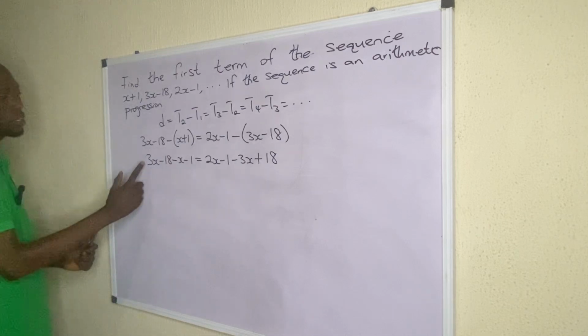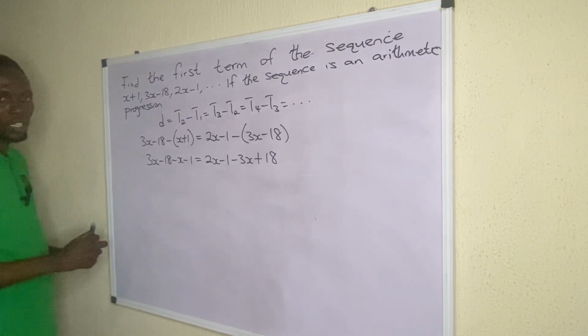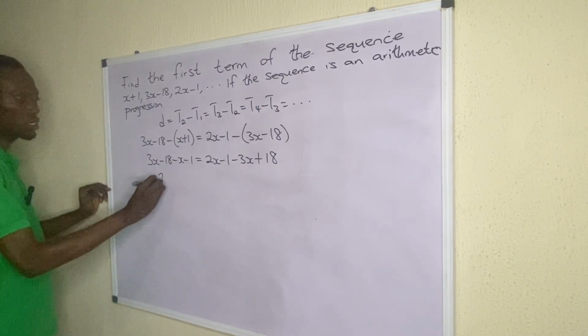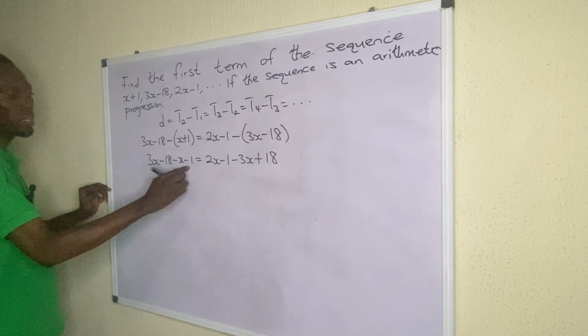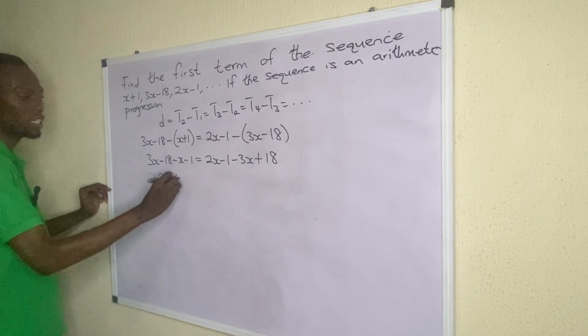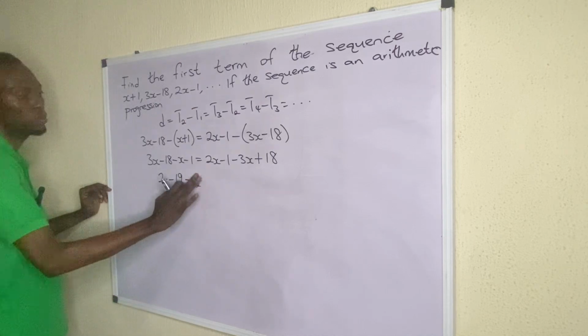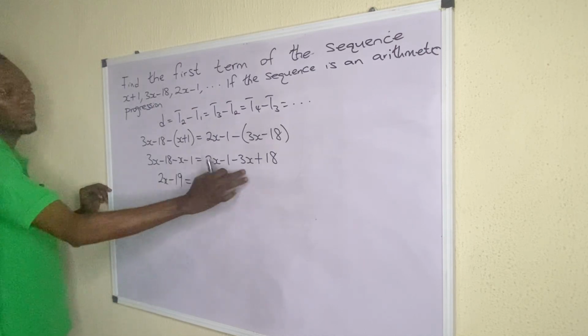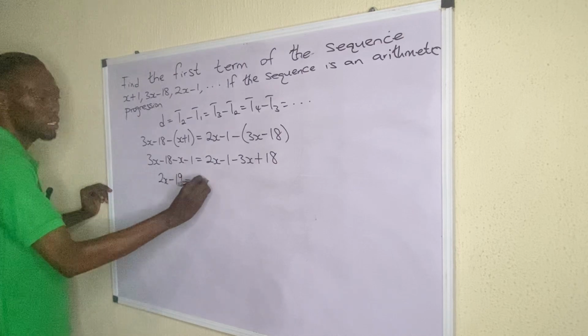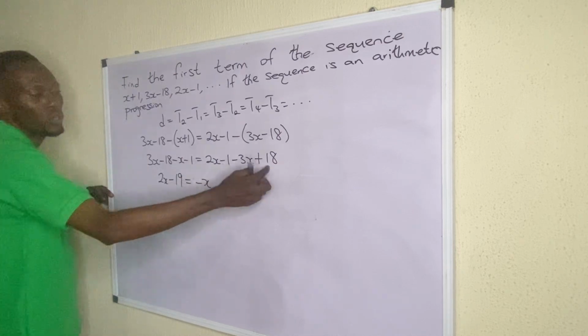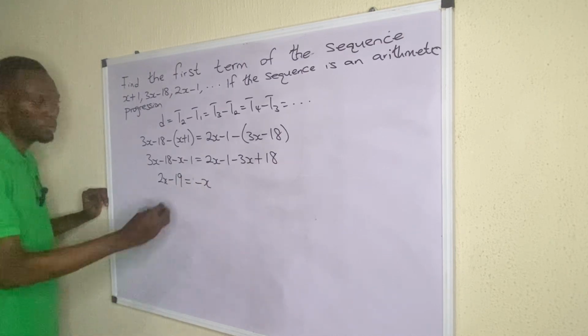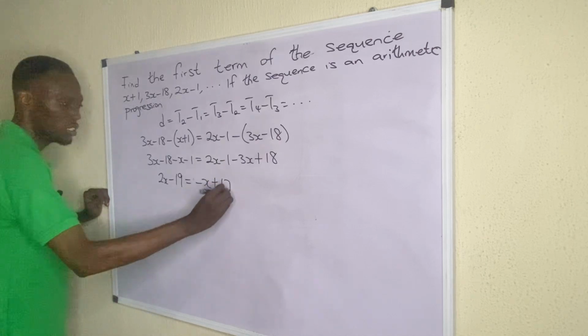Now let's get this now. 3x minus x will give me 2x. Minus 18 minus 1 gives me minus 19, which is equal to 2x. Hold on. 2x minus 3x will give me minus x. And minus 1 plus 18 will give me plus 17.